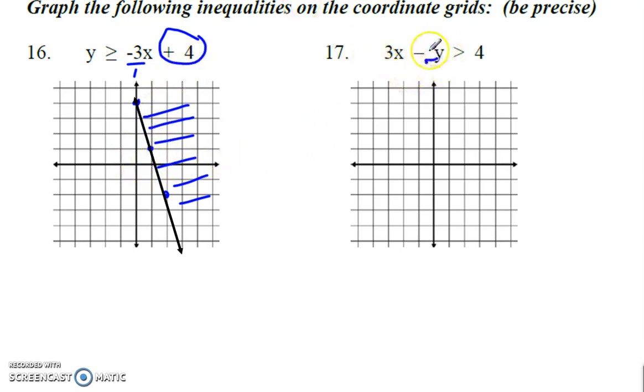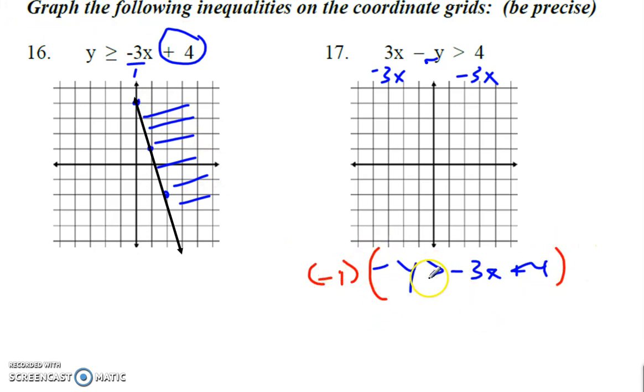Over here, I want to solve that for y, so I'm going to subtract 3x from each side. That gives me -y is greater than -3x plus 4. And then multiply the entire thing by -1, and that changes all the signs and flips the inequality. Y is less than positive 3x minus 4. Now I can graph this. -4 is the y-intercept, down 4. And then the slope is positive 3, up 3/1. There we go, 3/1.